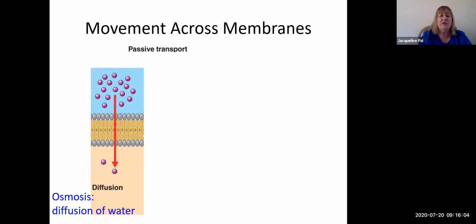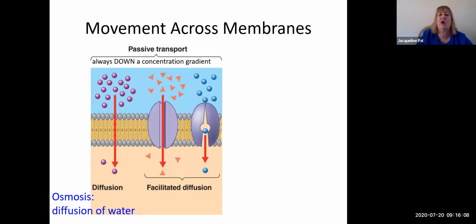In addition to diffusion as an example of passive transport, the other type is called facilitated diffusion. We are still going from high concentration to low concentration, so going down a concentration gradient. But in this case, it's one of those molecules or substances that requires a carrier, a channel, or a gate to get across. So it requires one of those transmembrane or integral proteins, but no energy is used.